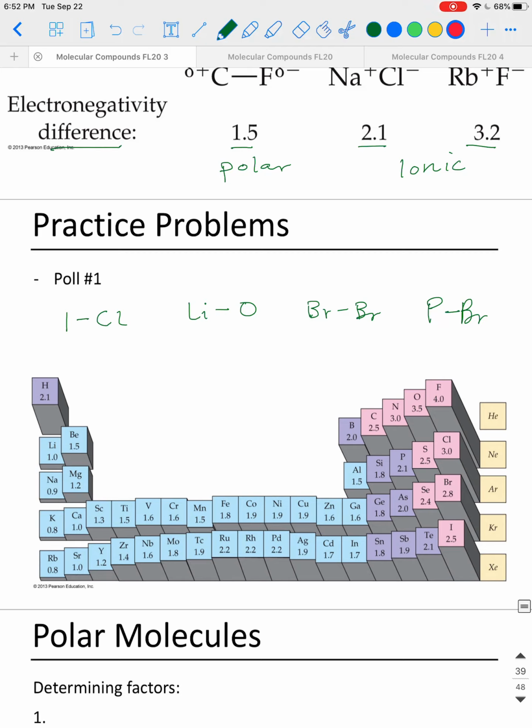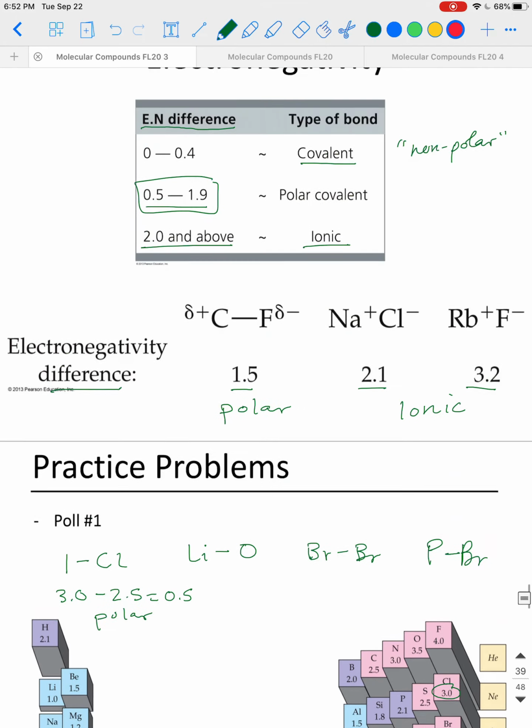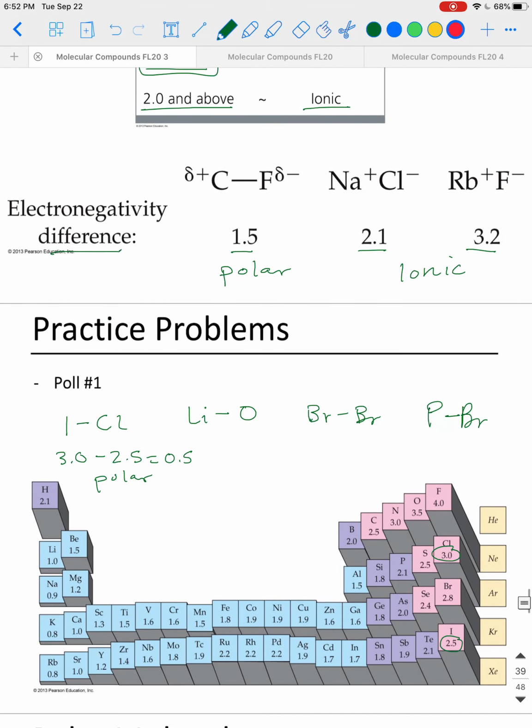So iodine and chlorine, these are both halogens. Iodine has an electronegativity value of 2.5. And chlorine is 3.0. So we'll do the highest minus the lowest. This number should always be positive, by the way. So always do the highest minus the lowest. So we have a difference of 0.5. This is polar. Remember, 0.5 to 1.9 is polar.